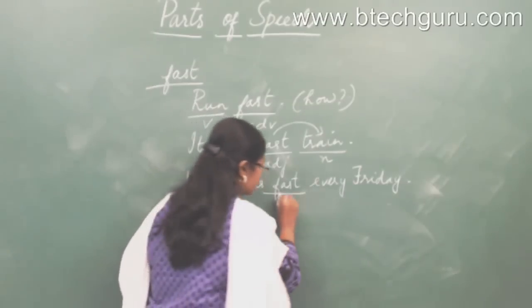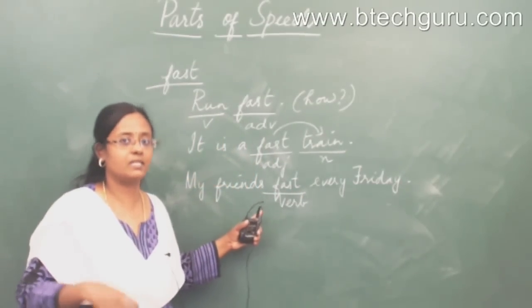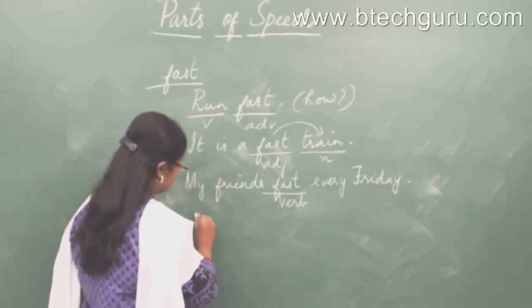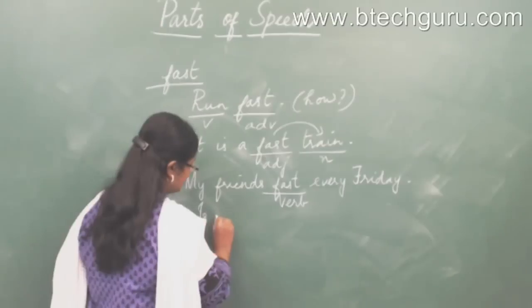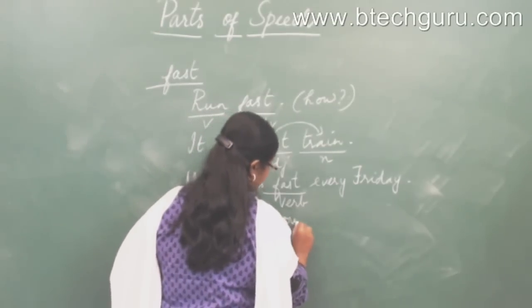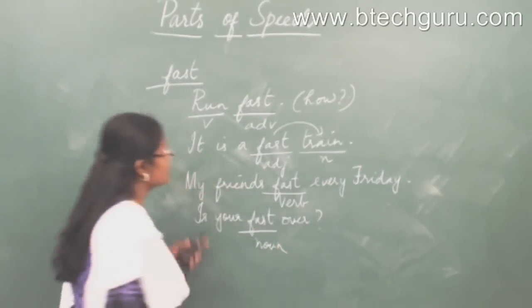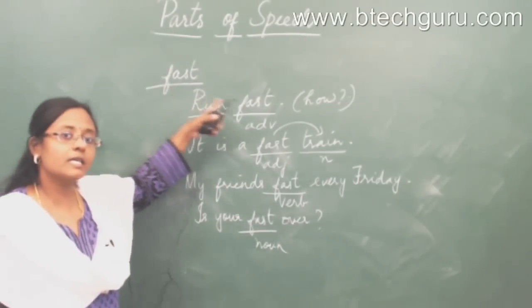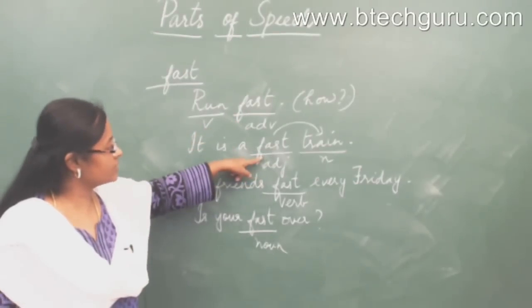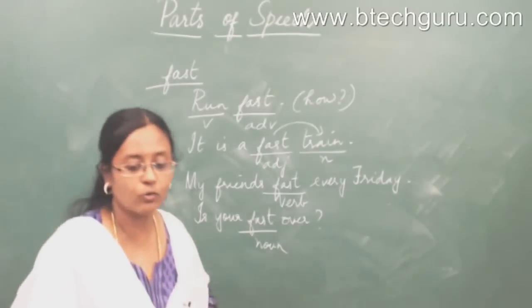So here it is a verb because it talks about the action of fasting, right? Then, is your fast over? Then the same fast, but here it is a noun. Now you see the word fast functioning as four different parts of speech. Here it is an adverb, here it is an adjective, here a verb, and as a noun. Now you go back to the original sentence.